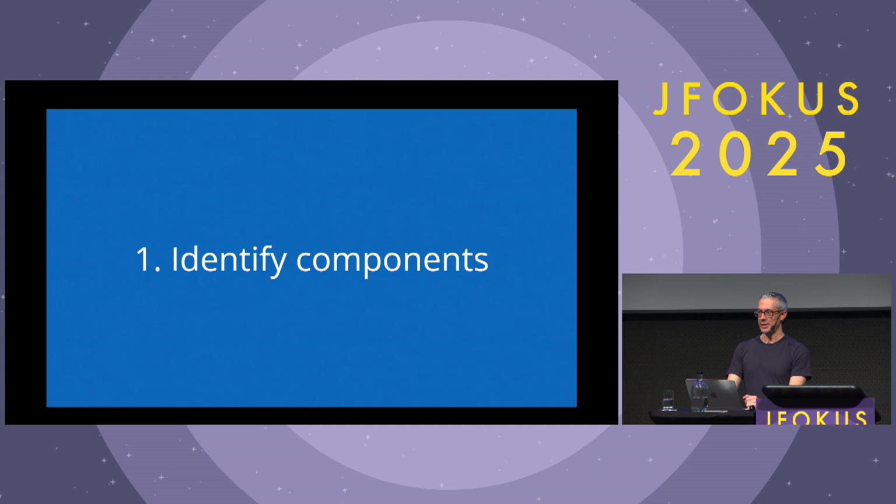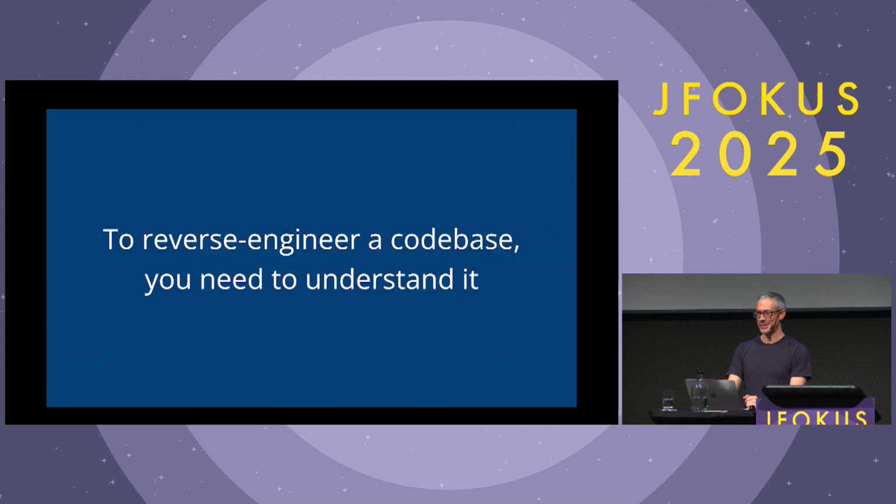Step 1 is you need to identify components. Now, this is a bit counterintuitive, and I get this, but to reverse engineer a code base, you need to understand it. I think it's very hard to chuck a random code base into a tool, or an AI tool especially, and ask it to generate you a diagram if you don't know what you're expecting to get back. So this whole thing requires some knowledge of the code and how you think it's structured.